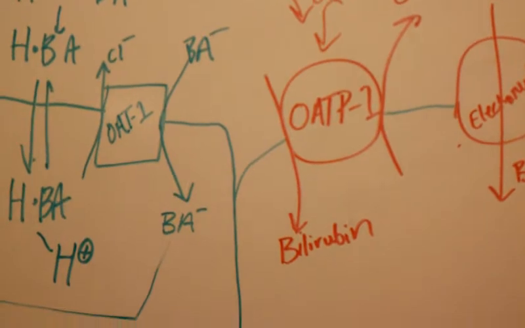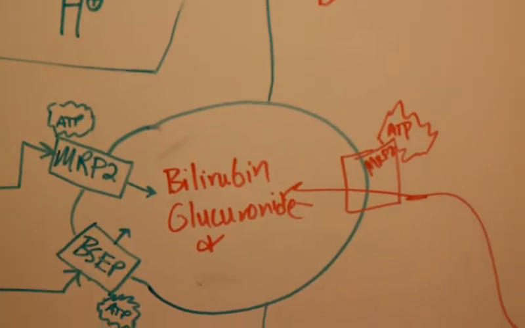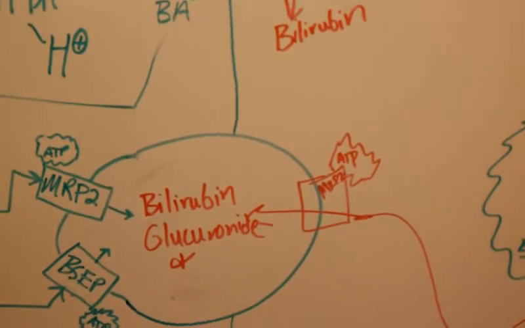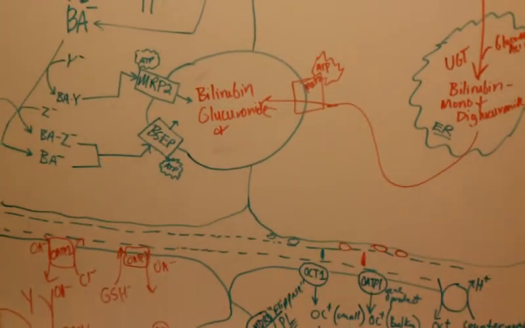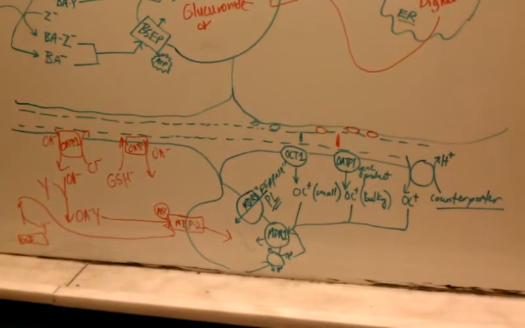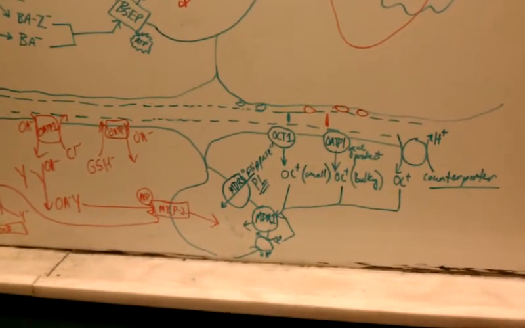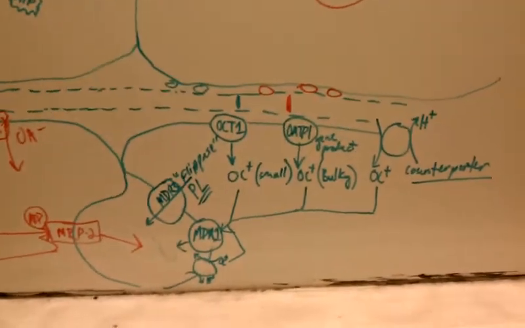OATP1s, which I didn't put the P right there, and then multidrug resistance-associated protein 2s. All right. Now we've got organic anions and organic cations. And those are going to be important in phase 1 and phase 2 biotransformation. Okay, and we'll go over that in a second. We'll let Tariq explain that to us.